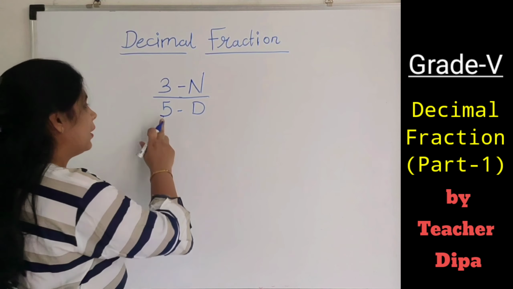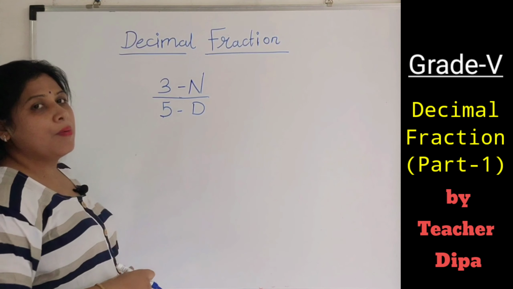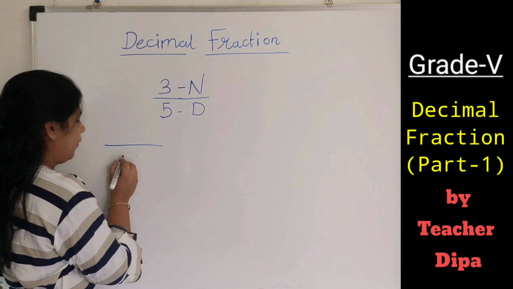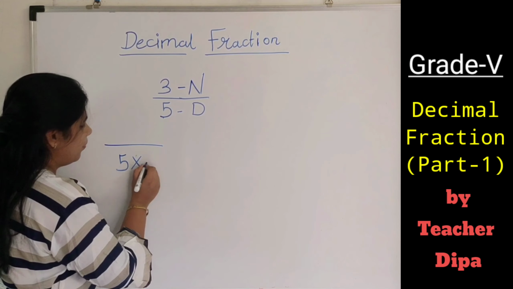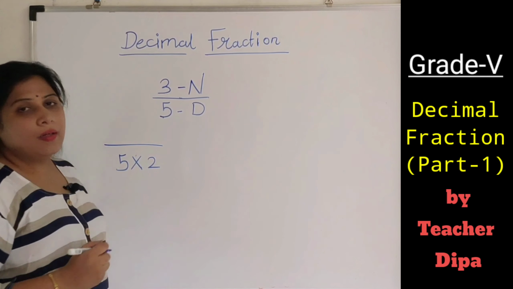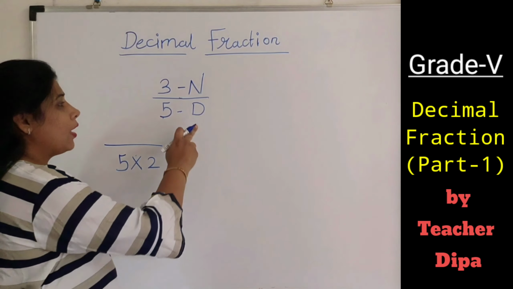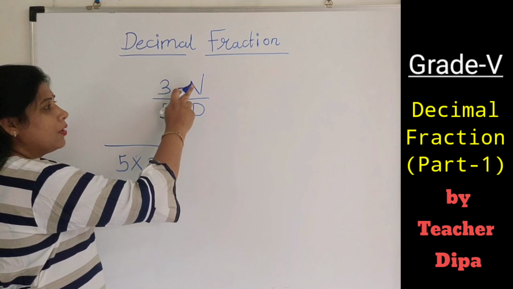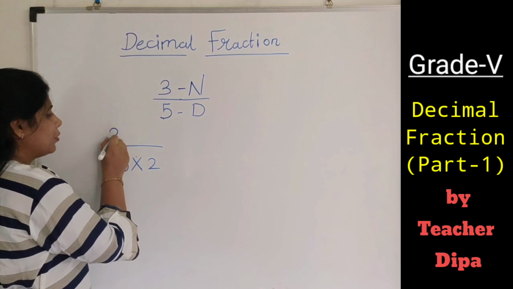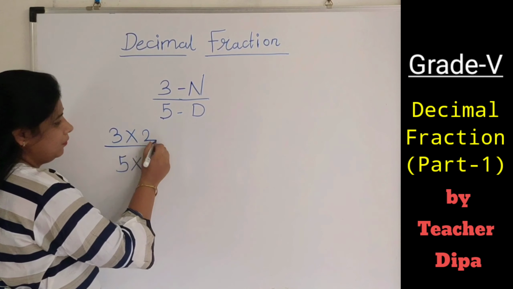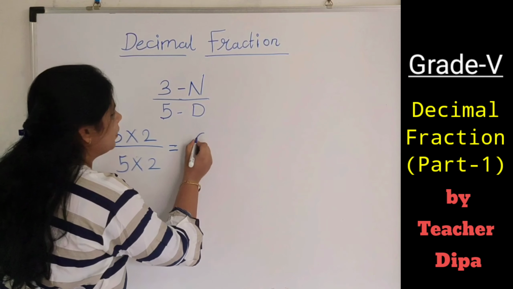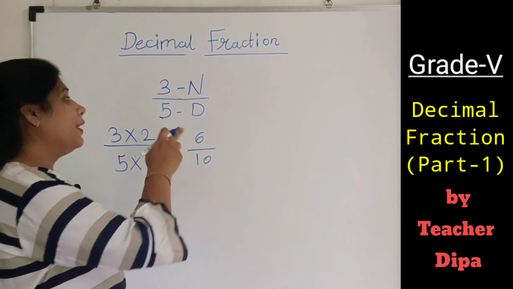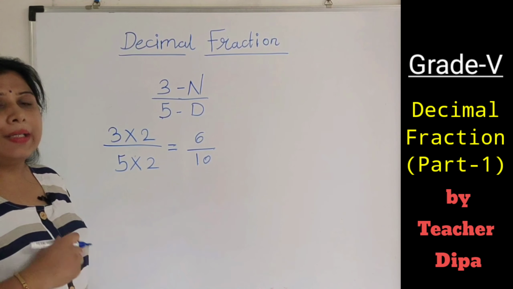We have to convert the denominator into a multiple of ten. For converting that, we have to multiply 5 by 2, and one rule you know: while you are multiplying the denominator by any number, you have to multiply the numerator by the same number too. So here the number is equal to 6 upon 10. This is converting the number into its multiple of tens digit.